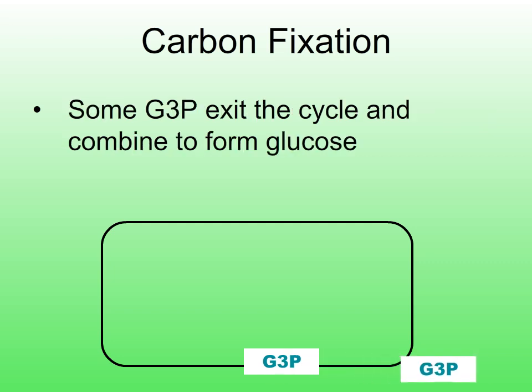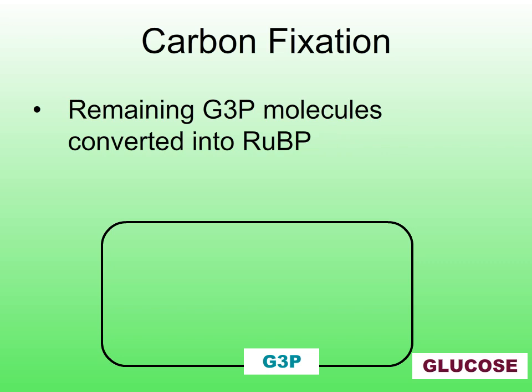Some G3P molecules exit the cycle and will combine to form glucose outside of the cycle. But many G3P remain in the cycle and must reform RuBP. Energy from 6 ATPs is used to rearrange 10 G3Ps into 6 RuBPs, completing one turn of the Calvin cycle. Once RuBP is regenerated, the Calvin cycle can turn again.